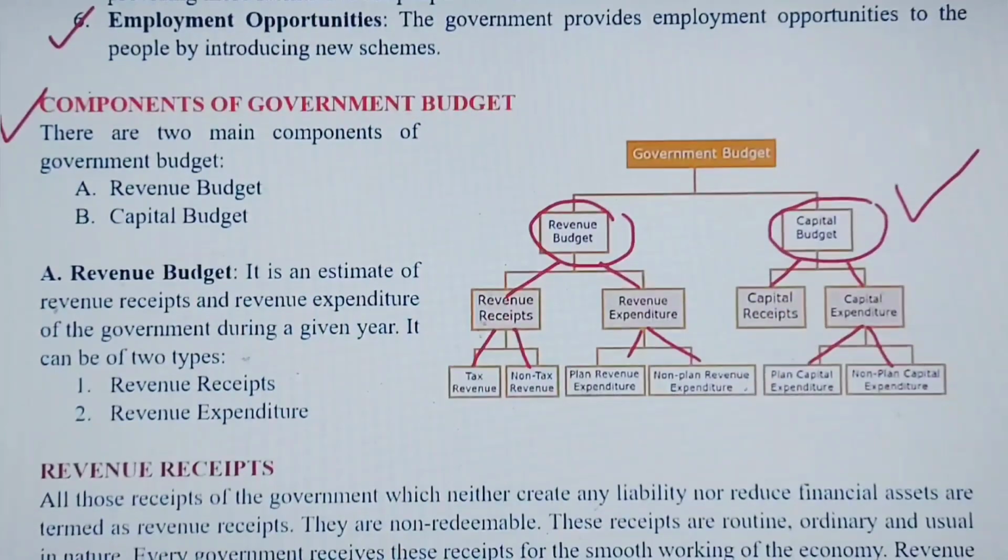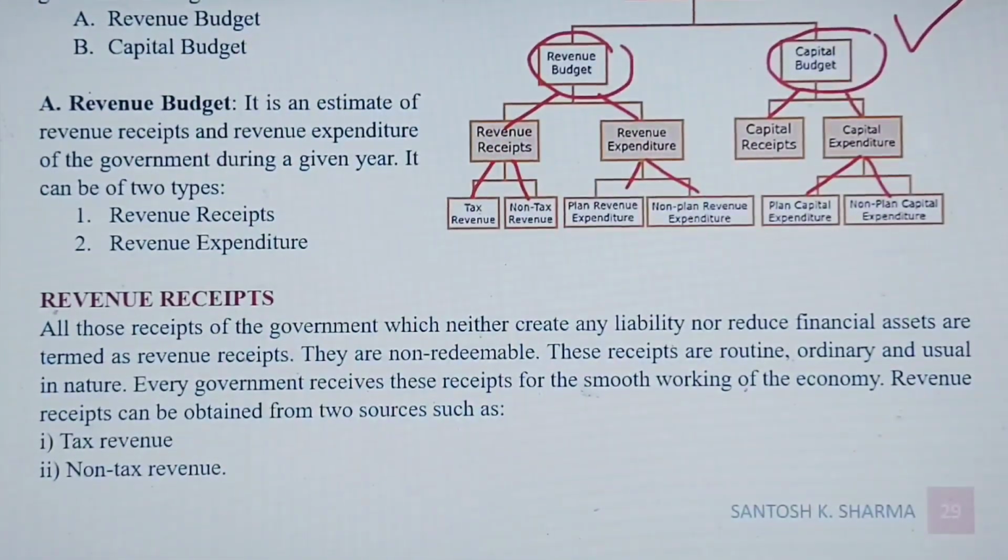So let's try to find out what this revenue budget is. I have written here the definition of this. It is an estimate of revenue receipts and revenue expenditure of the government during a given year. As we know, revenue means the income of the government, and here the income and the expenditure. So this is just an estimate, it is just a plan, an anticipation of how the revenue receipts will come from what sources, and how it is going to be spent on the people.